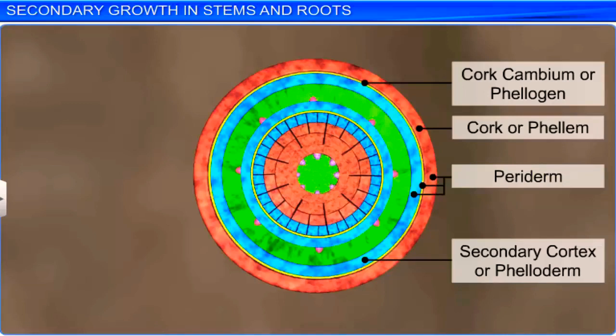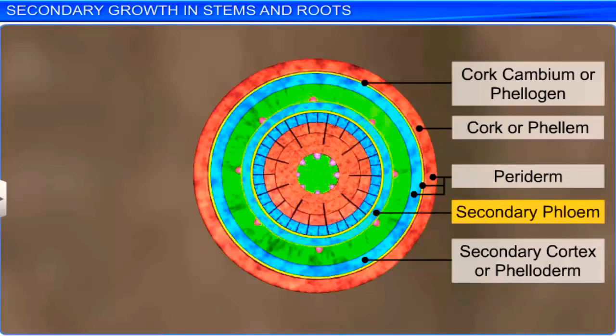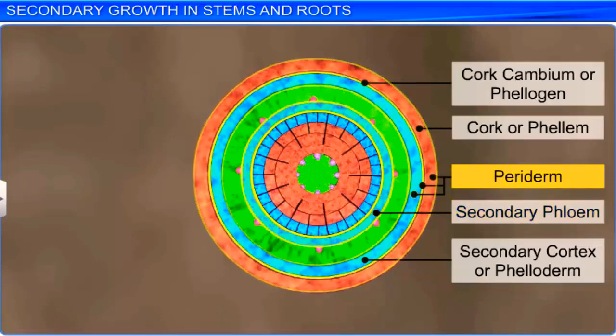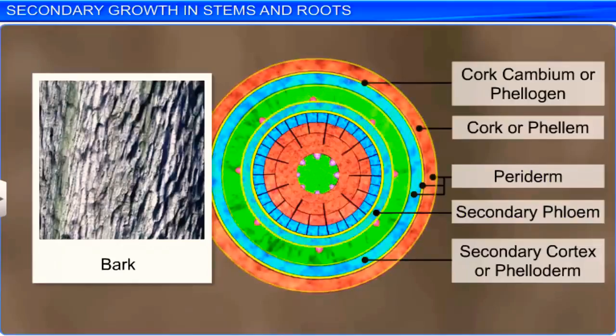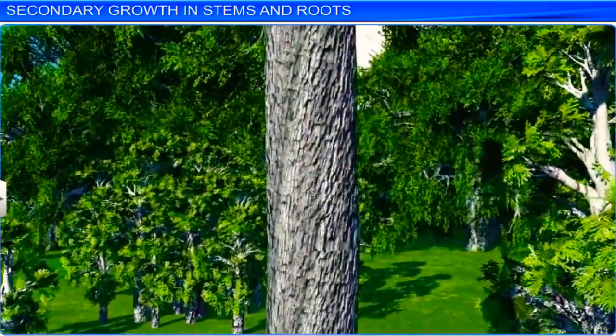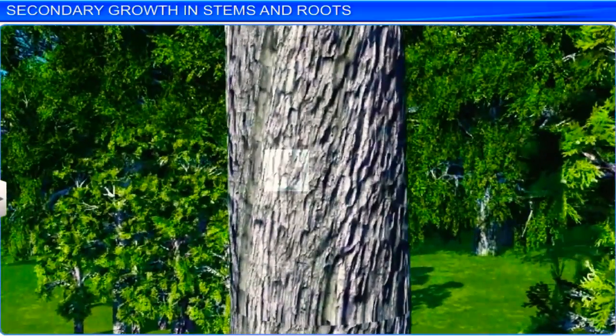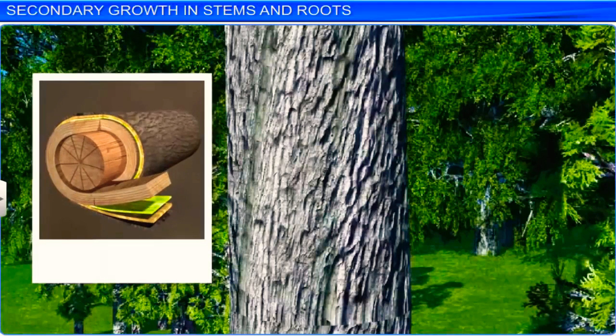Tissues outside the vascular cambium, which includes the secondary phloem and periderm, are typically known as bark. Bark forms the outermost layer of the stem and roots of woody plants. Bark formed in the early season is called early or soft bark, while bark formed at the end of the season is called late or hard bark.